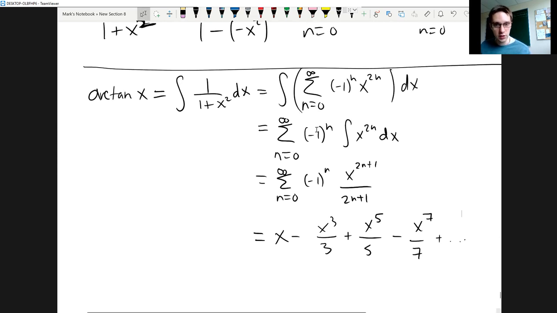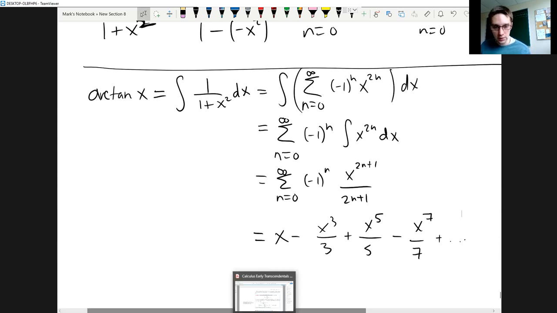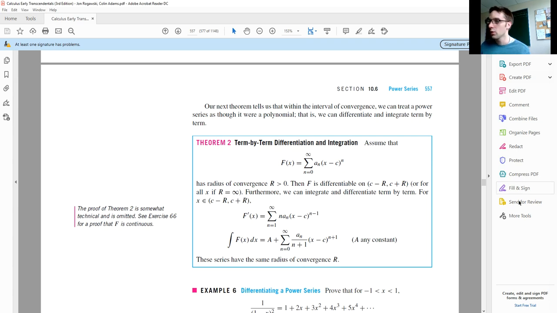And let me just quickly justify this step for you where we interchange the sum and the integral. It's going to involve a theorem from our textbook, which says the following, the term-by-term differentiation and integration theorem. Suppose we have a power series that has radius of convergence r greater than 0, then the power series is differentiable, meaning we can take derivatives of it, from c minus r to c plus r, or for all x if the radius is infinite. And we can also integrate and differentiate term by term, which means when we integrate it, we can just take the integral of each term in the sum from that point.